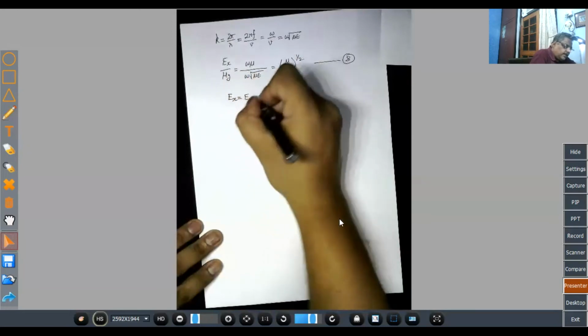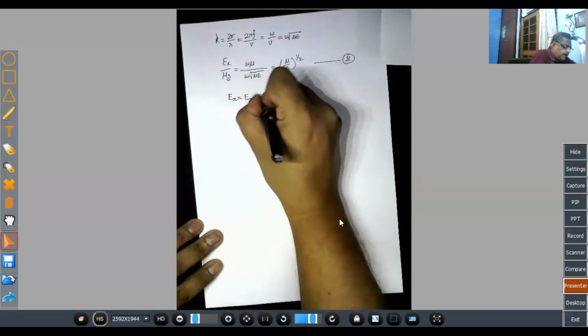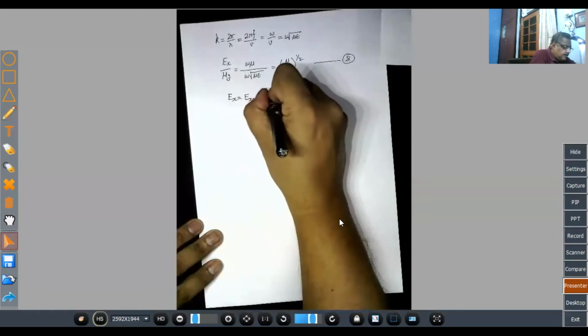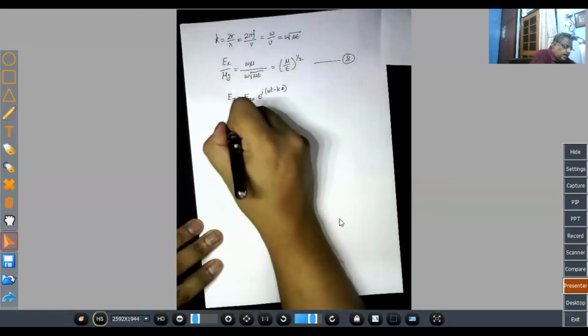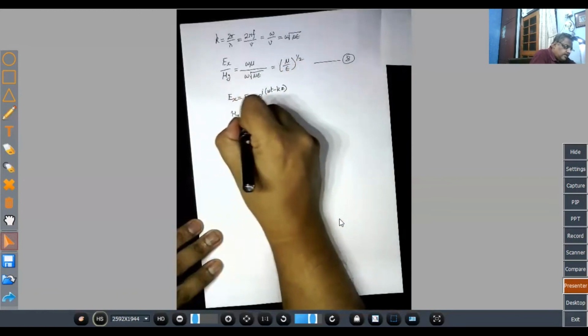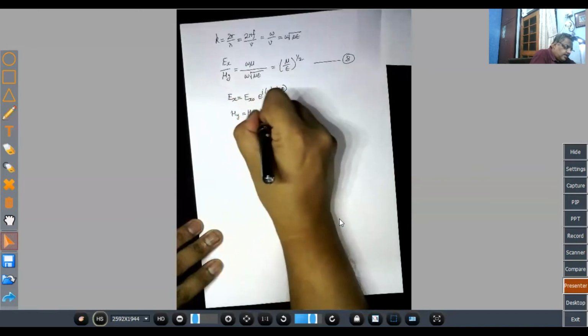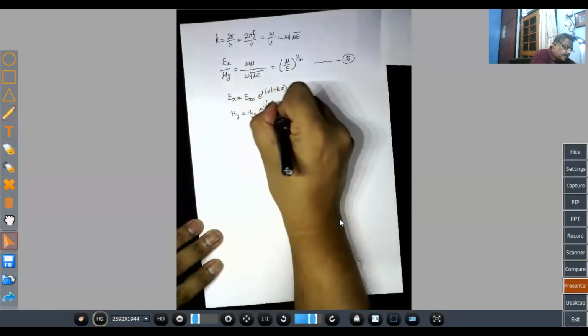Now, the electric vector Ex varies as e to the power i(omega t minus kz) and Hy as H0 e to the power i(omega t minus kz).